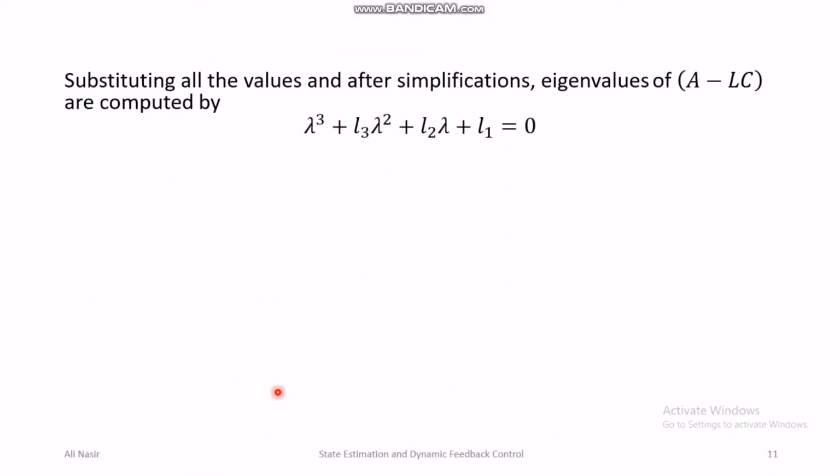So this is the characteristic equation for error dynamics computed by determinant of lambda I minus (A minus LC) equals 0. So which becomes lambda cube plus L3 lambda square plus L2 lambda plus L1 equals 0. This is done in the same way as we did in the previous example.